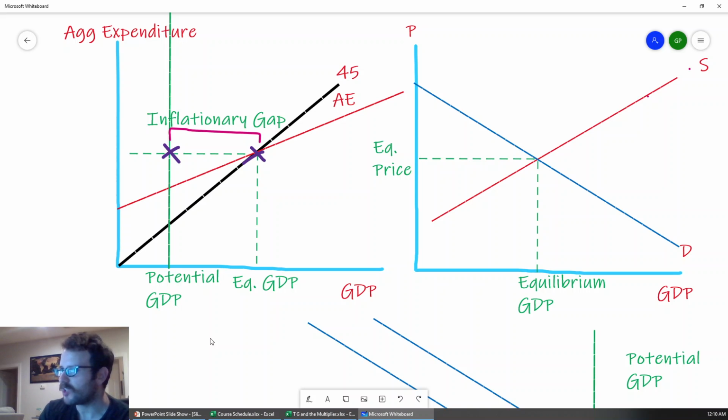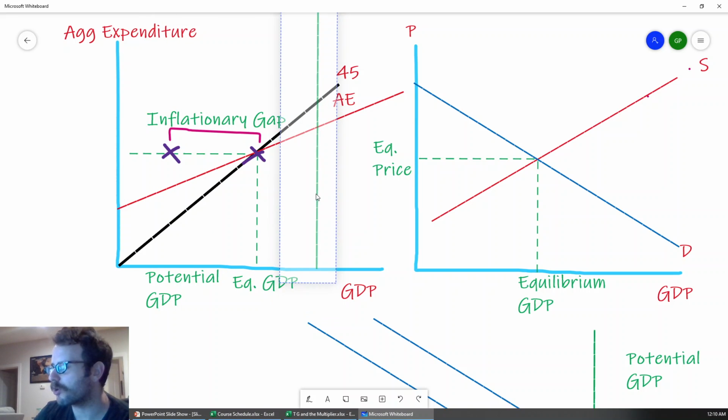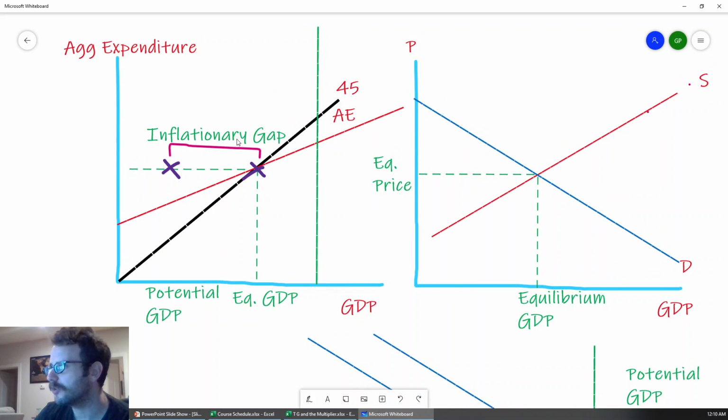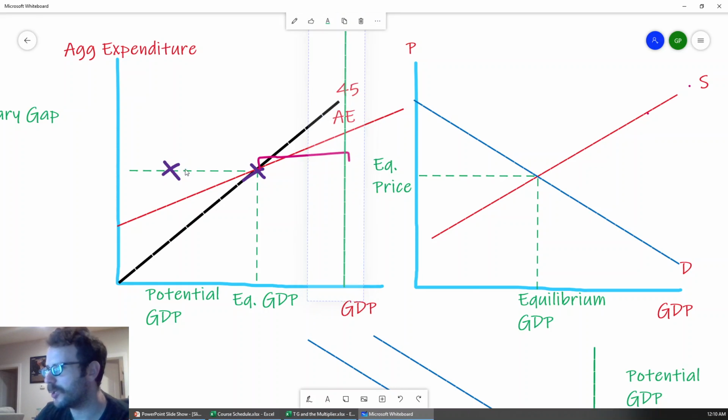Right? So in order to quell it, sorry, I'm going ahead there. In turn, let's say our potential GDP were over here. Okay. AKA over here, right? This is still our equilibrium GDP. This is still equilibrium aggregate expenditure.